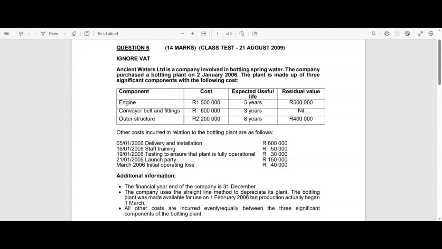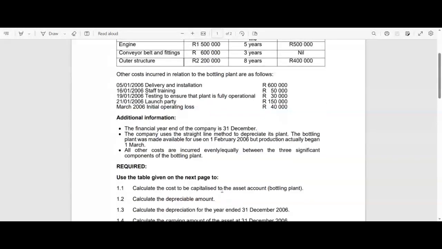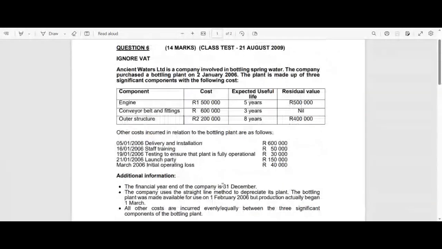So later on, when we are done with question 6, we are just going to go back to question 4 just to look at how the proportionate allocation worked. But in this case, it is allocated evenly or equally between the 3 significant parts. Okay, so now we can start compiling our little table.